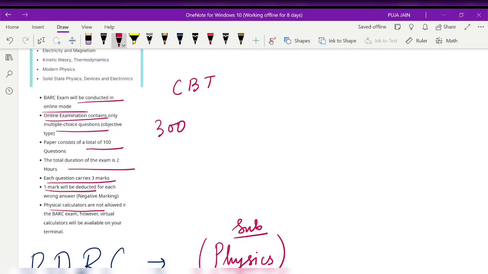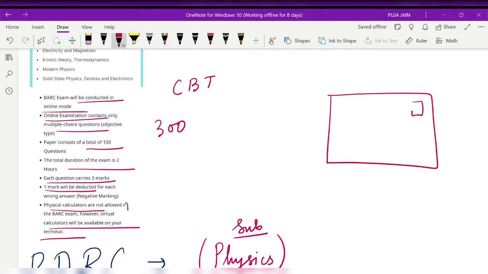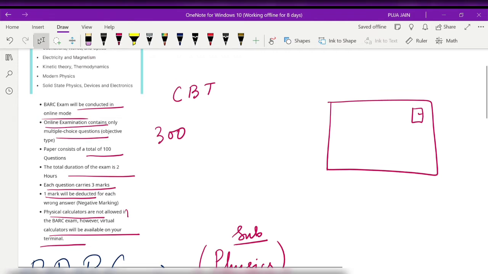Physical calculators are not allowed in the BARC exam. However, a virtual calculator will be available on your terminal. On the computer screen, you will get a virtual calculator option right there. So you are not allowed to carry your own calculator.